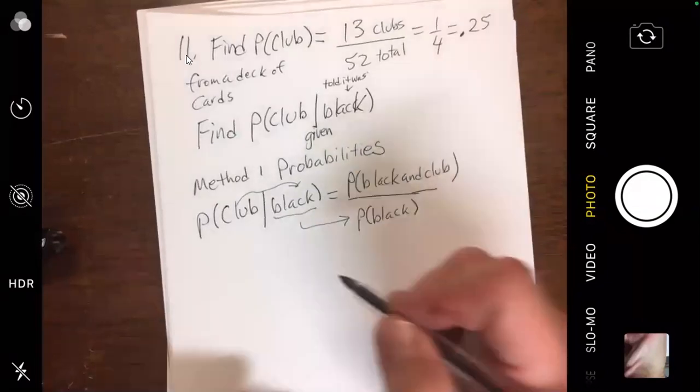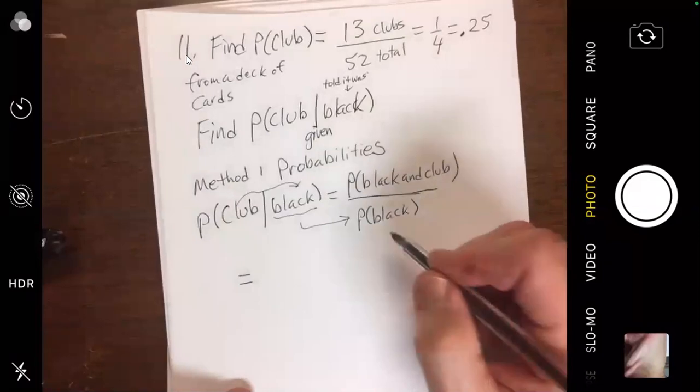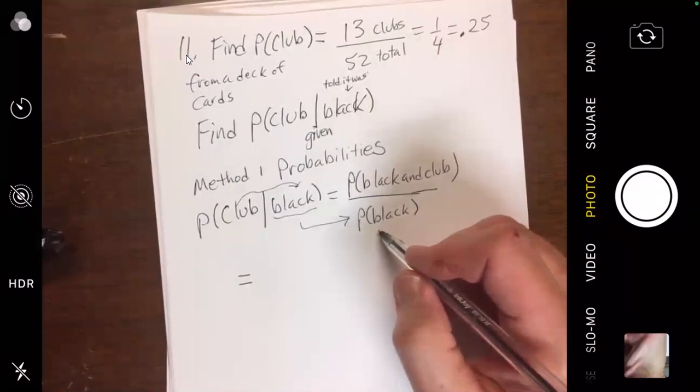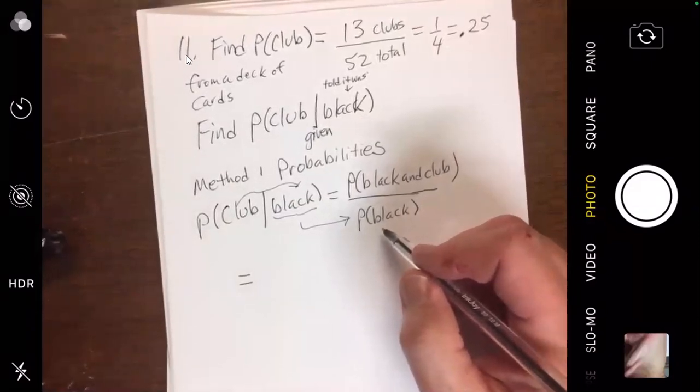Questions about this? Are we to leave it like this or apply the numbers to it? Yeah, that's the second thing, is just use the numbers. But I'm gonna show you what happens when you use the probabilities, because it explains why you can just use the numbers.